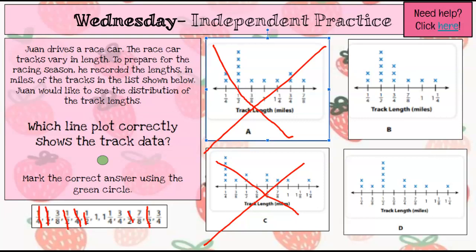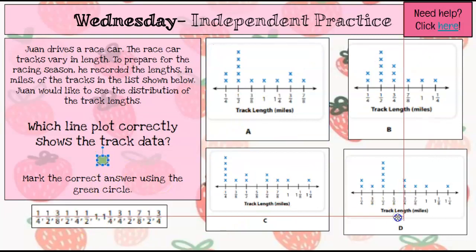Now let's move on to the next one. So 3/4, it says we have 1, 2, 3/4. There's only 2 here in our data, but it says that there's 3 here. So we know that this one is not correct either. So this one does have 2 3/4. Let's double check and make sure the rest of the data is correct as well. So we have a 3/8. Yep, 1 3/8. We have a 7/8. Yep, 1 7/8. We have 1 1. That is correct. And then we have 1 1 1/4. So our best answer here is D.